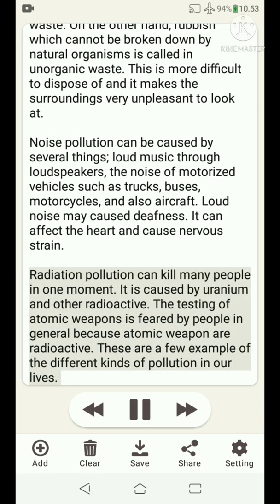Radiation pollution can kill many people in one moment. It is caused by uranium and other radioactive materials. The testing of atomic weapons is feared by people in general because atomic weapons are radioactive. These are a few examples of the different kinds of pollution in our lives.